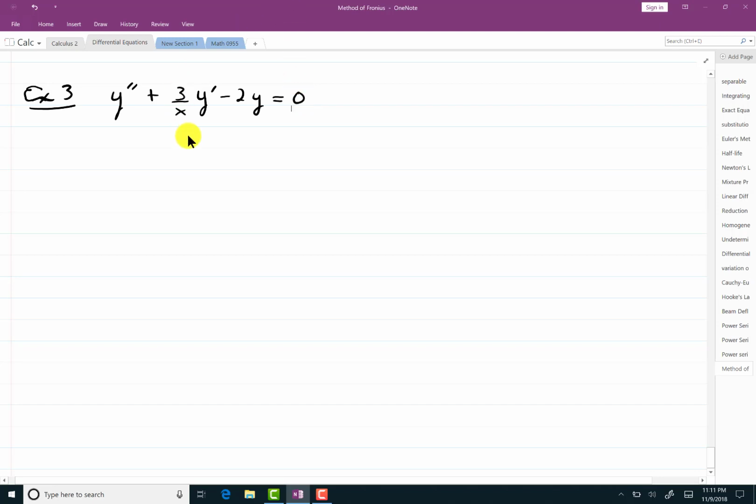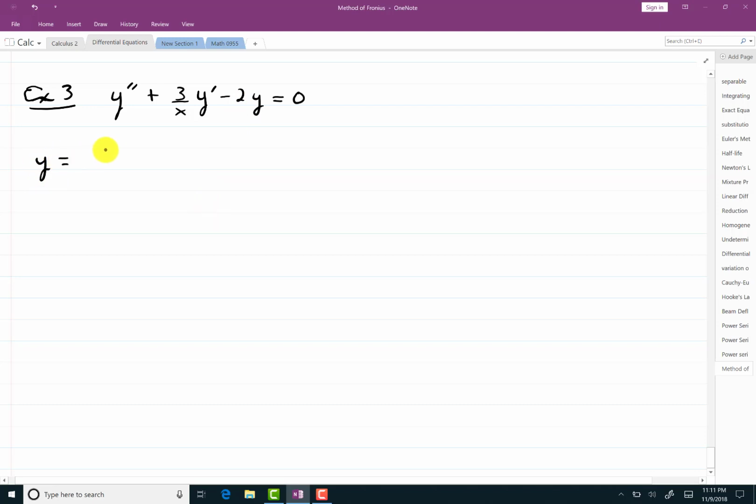Now here, let's go ahead and do our usual things. Once again, look here, this is to the power of at most 1. Underneath the 2 is to the power of 0, so it's less than or equal to 2. So we can go ahead and use the method. We're guaranteed at least one solution.